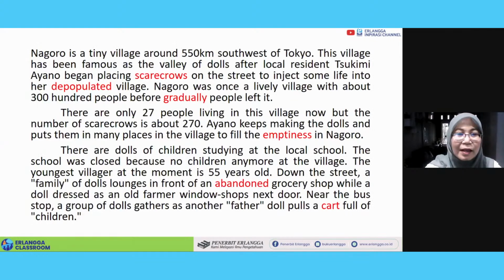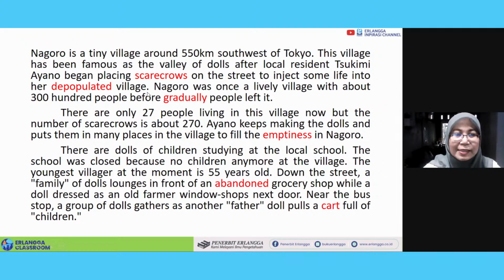Okay, here we go. Here is the text about Nakuru, the pictures of Nakuru you have seen in the previous slides. Nakuru is a tiny village around 550 kilometers southwest of Tokyo. This village has been famous as the Valley of Dolls after local resident Sukimi Ayano began placing scarecrows on the street to inject some life into her depopulated village.